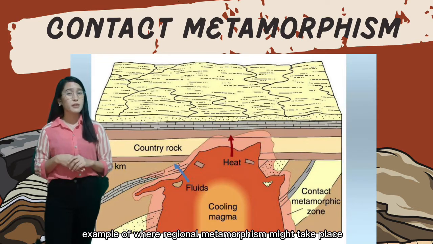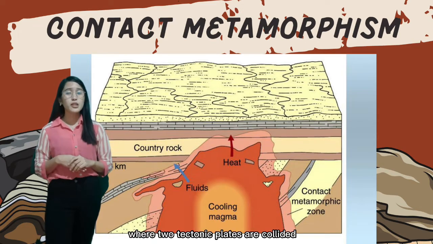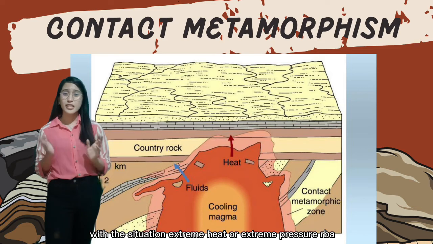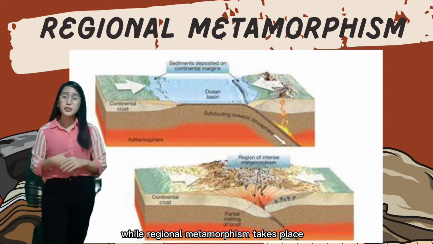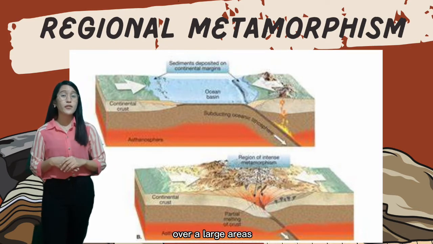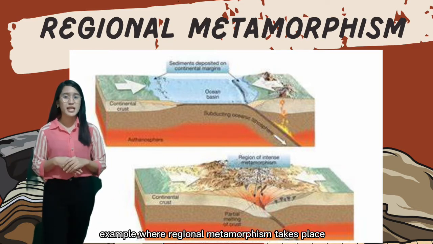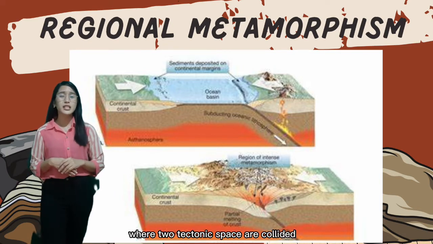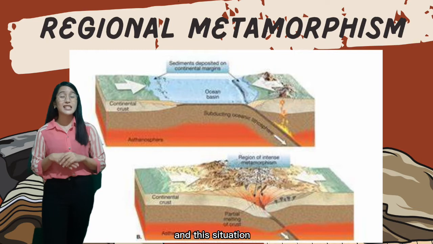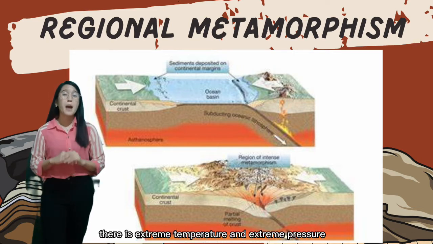An example of where regional metamorphism might take place is at the base of a mountain where two tectonic plates collide. In this situation, there is extreme temperature and extreme pressure.